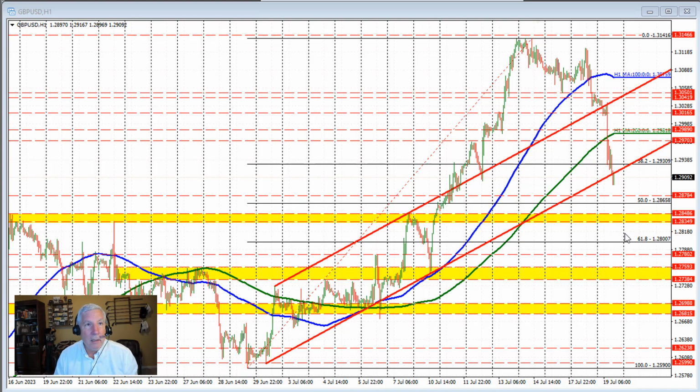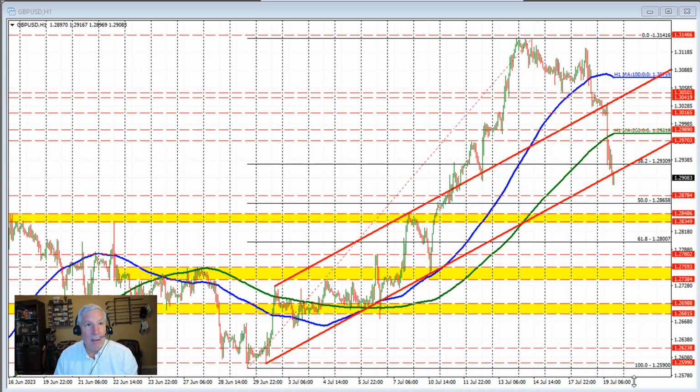Our low for the day just reached a level of 1.28966, just below the 1.29 level. We're currently trying to back up a bit, trading at 1.2909 as we speak. This underside of the trend line is in play, and then the 38.2% retracement.